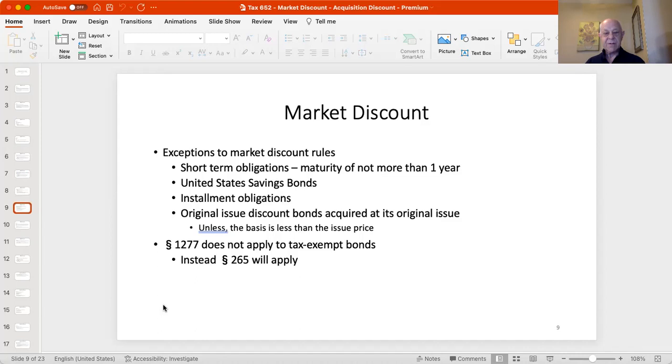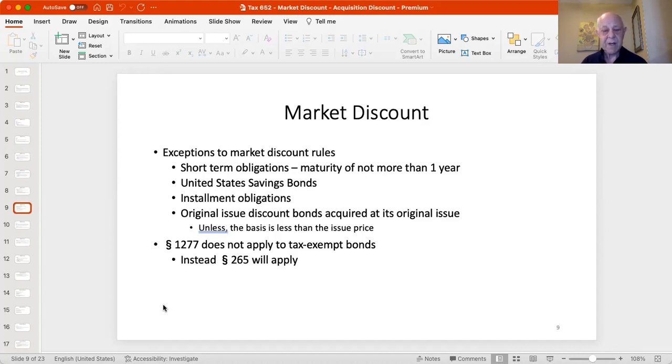What are the exceptions to the market discount rules? Short-term obligations. If we have a bond that was issued and at the time of issuance has less than 1 year to maturity, these rules don't apply. It's not a bond that was issued 10 years ago and you're buying it now with less than 1 year to maturity. That bond, these rules will apply. So it's only for bonds that at the time of issuance do not have a maturity of more than 1 year.